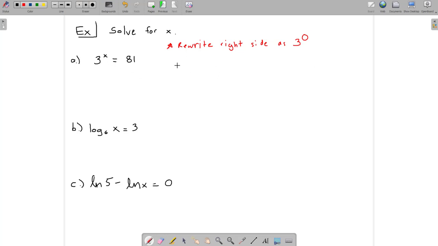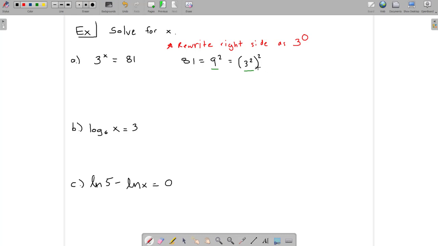Maybe we don't know what power we need to raise 3 to get to 81, but hopefully you'll remember that 81 is equal to 9 squared, right? But we also know that 9 is equal to 3 squared, so I can replace that 9 with 3 squared, and then this whole thing gets squared. I'm just replacing the 9 with a 3 squared.